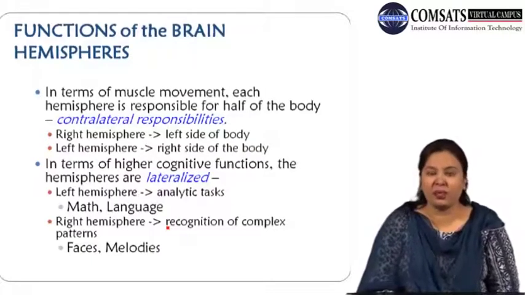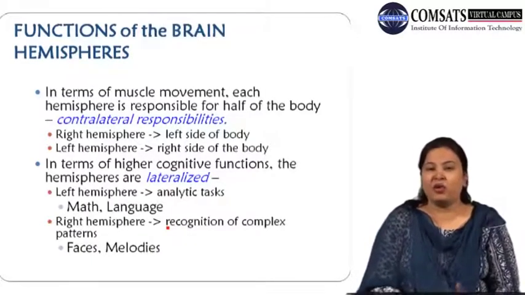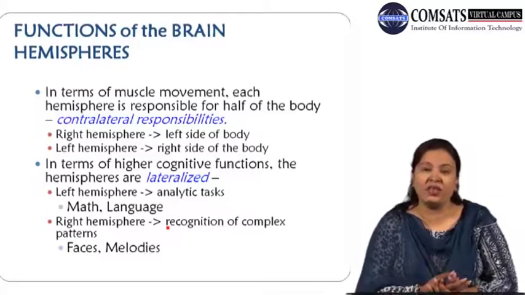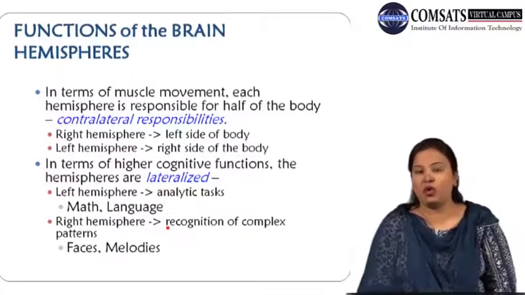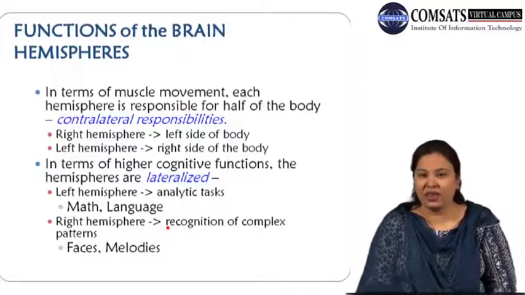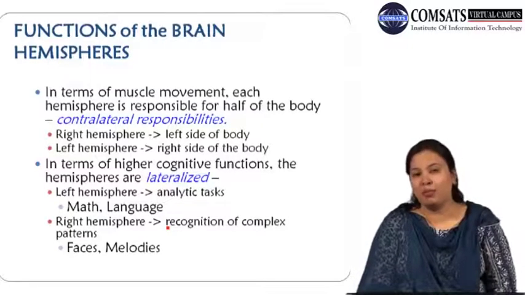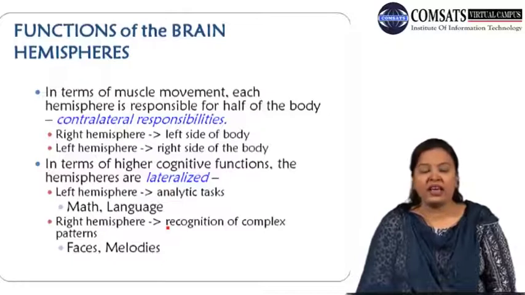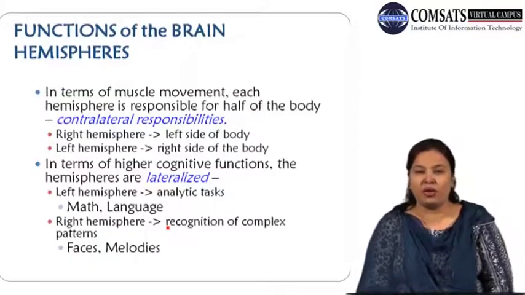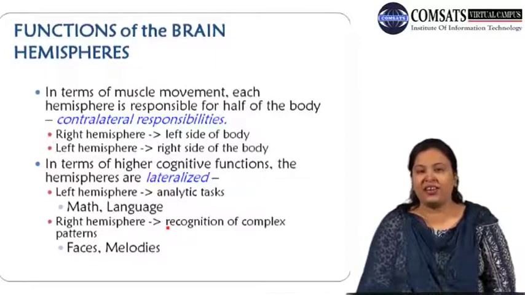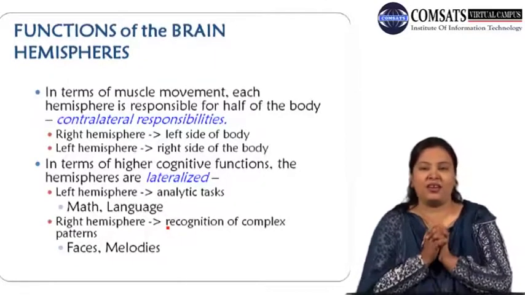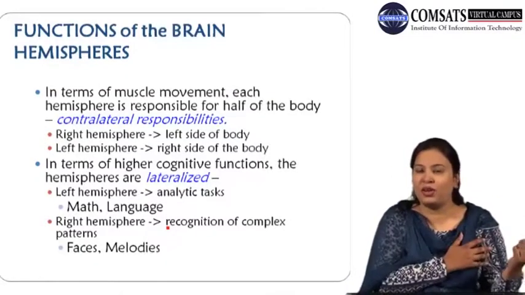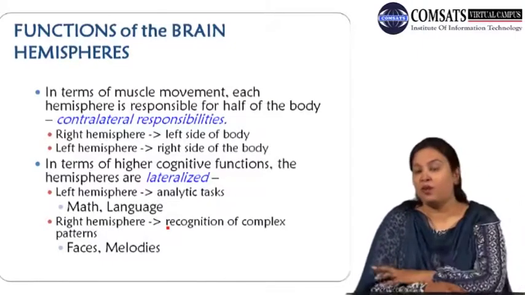Now, functions of the brain hemispheres. As I mentioned, the structure of the brain is quite complicated, but it can be clearly observed that it is divided into two hemispheres, the right and the left. What is their role, what is their importance? In terms of muscle movement, each hemisphere is responsible for half of the body. This is a contralateral responsibility. Very interesting: the left side of your brain is responsible for the right side of your body, and the right side of your brain is responsible for the left side of your body.